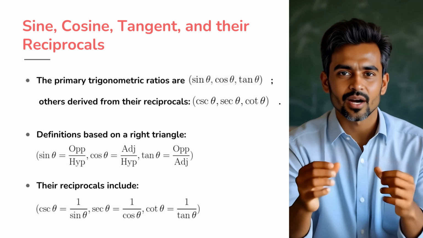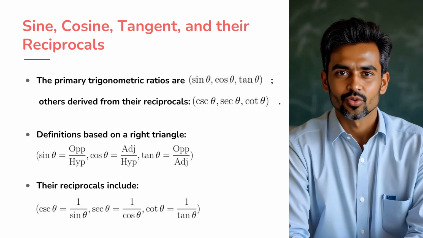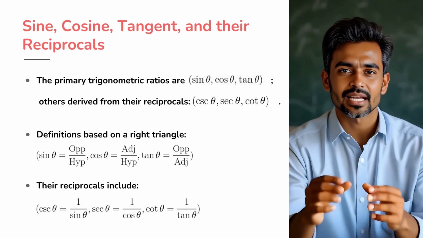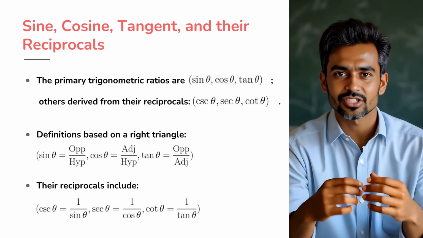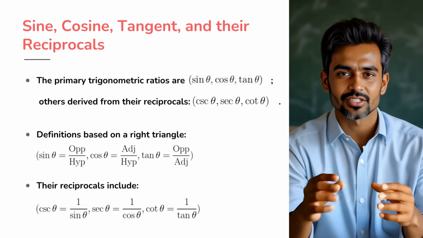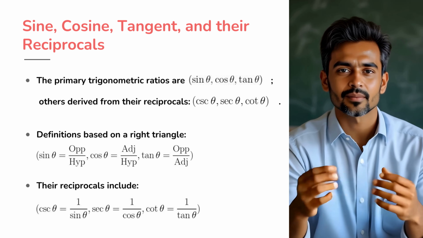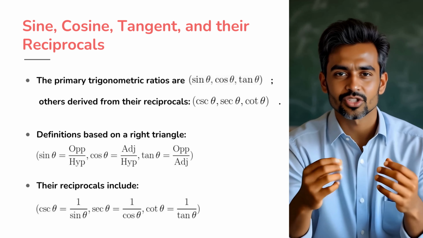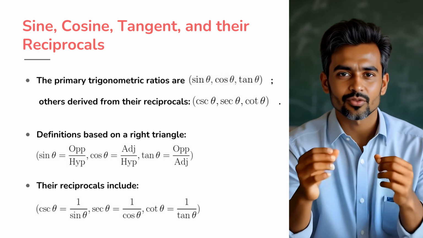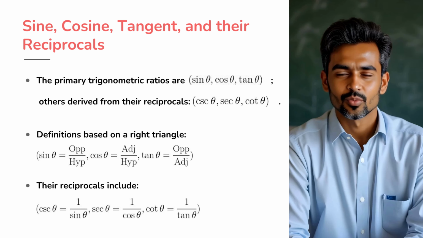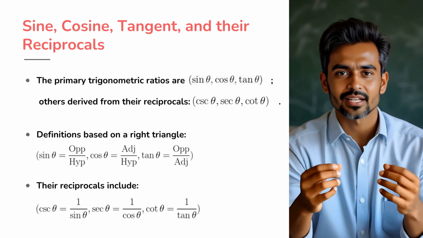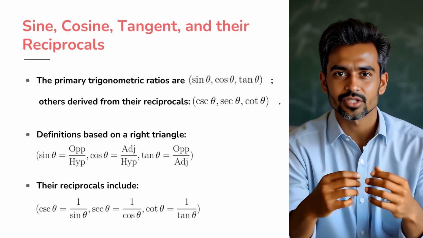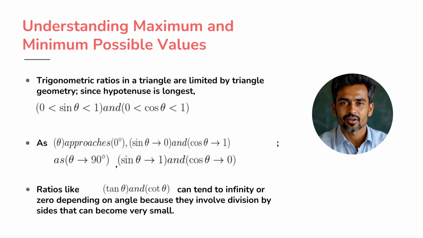So, spoken out loud, sine theta equals opposite over hypotenuse, cosine theta equals adjacent over hypotenuse, and tangent theta equals opposite over adjacent. Easy to remember because each relates to sides in a unique way. Now, what about the reciprocal ratios? These are just the upside-down versions. Cosecant of theta is 1 divided by sine theta. Secant of theta is 1 divided by cosine theta. And cotangent of theta is 1 divided by tangent theta. Arey vah! We understand now how these ratios are defined.